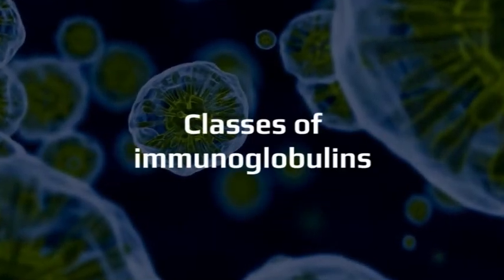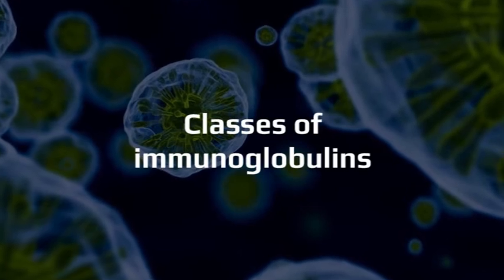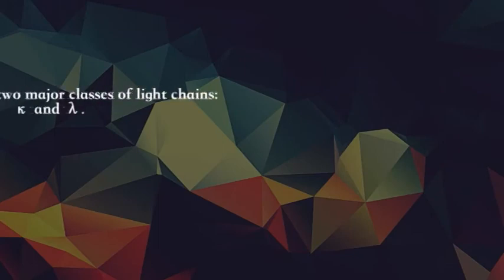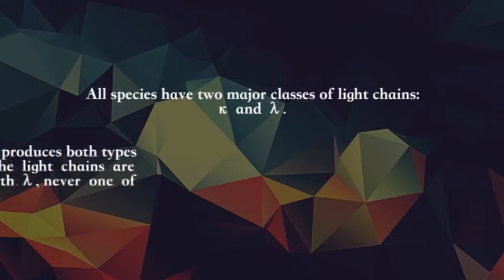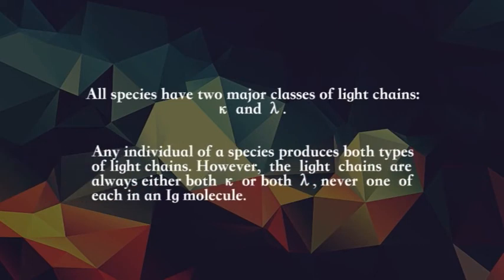Classes of immunoglobulins. All species have two major classes of light chains, kappa and lambda. Any individual of a species produces both types of light chains. However, the light chains are always either both kappa or both lambda, never one of each in an IgG molecule.